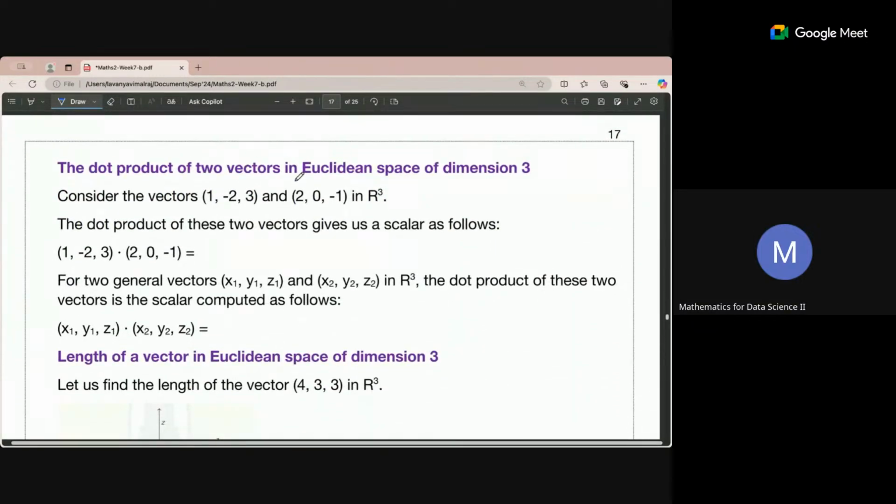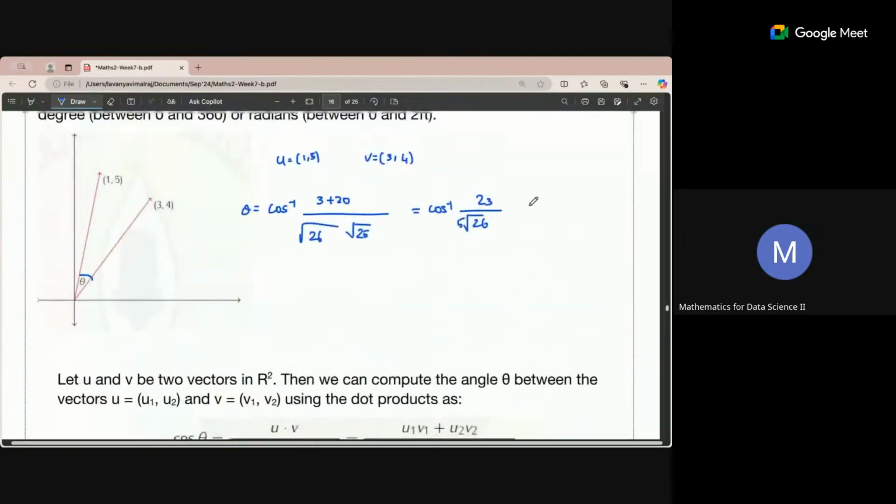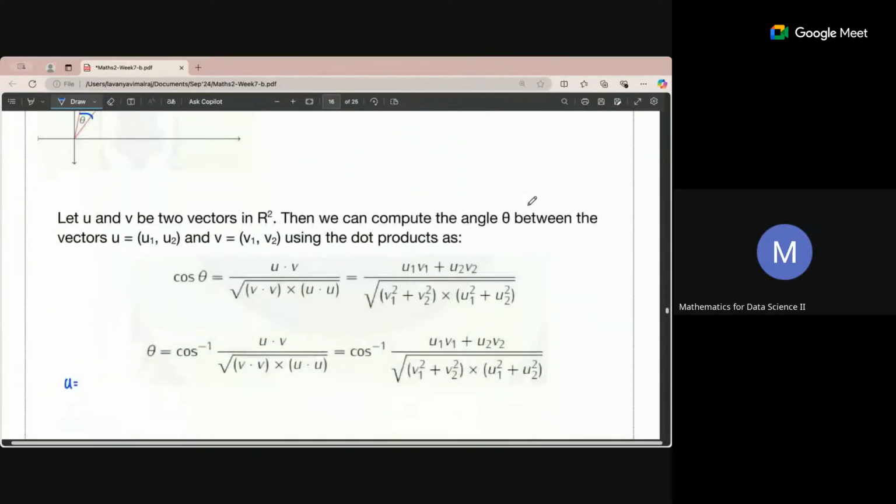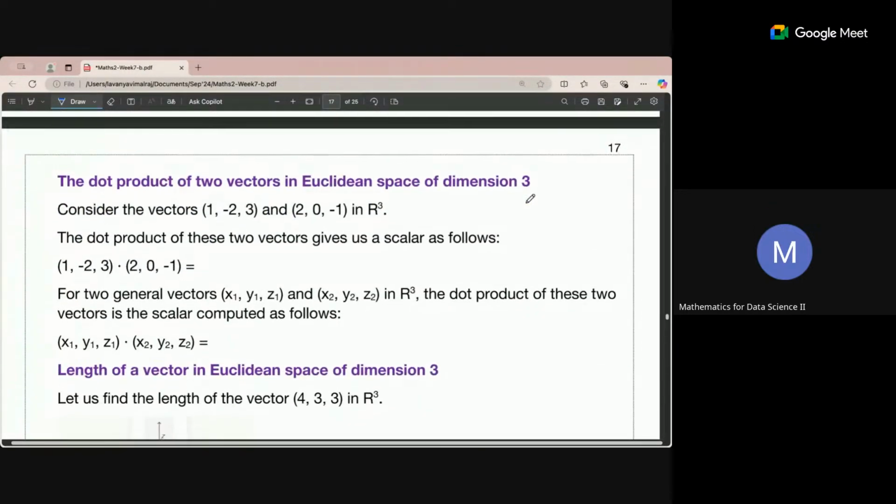Now the dot product of two vectors in R3. We have seen how to find the dot product of two vectors in R2 and then the angle between two vectors in R2. Let's do the same in R3. So in R3, what is the dot product of these two vectors? Can you tell? 2 minus 3 plus 0, minus 1. So in general, what is the dot product of two vectors from R3? x1 x2 plus y1 y2 plus z1 z2. Okay.